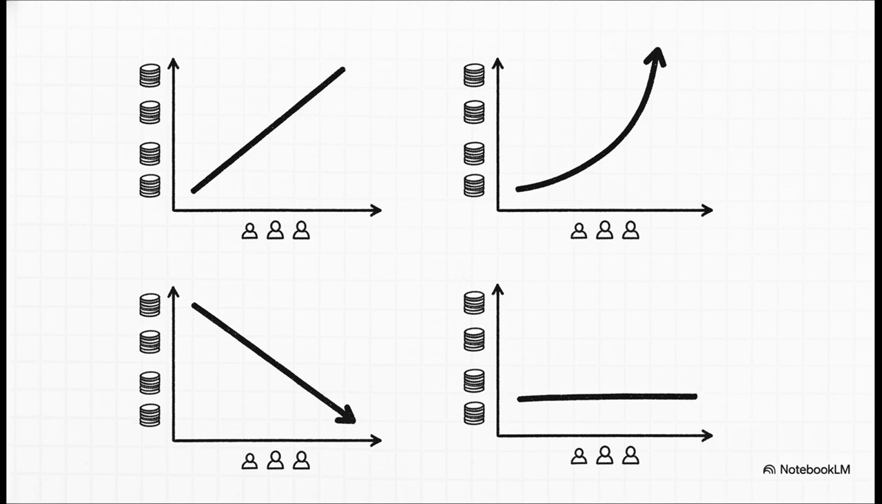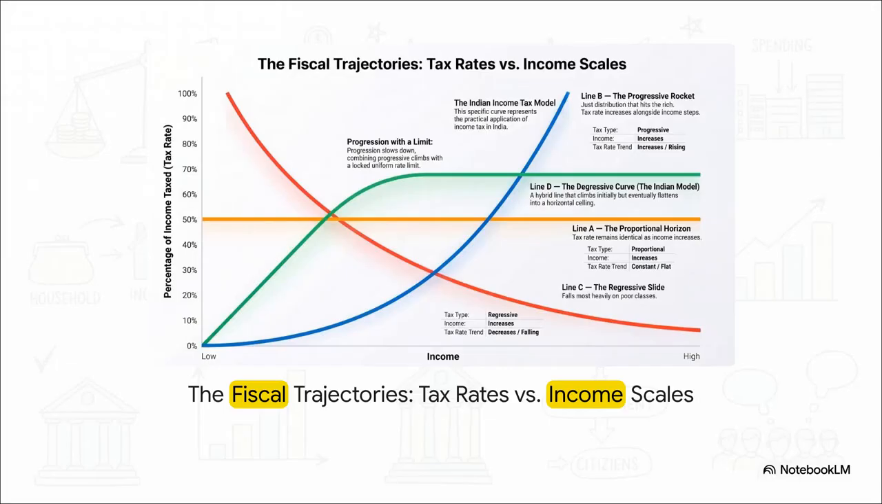And finally, degressive, which is a hybrid. It starts out progressive, but eventually caps off at a flat limit. When you visualize this, the progressive model looks a bit like a rocket ship. As income rises, the tax percentage just keeps climbing. This is highly elastic. It automatically boosts government revenue during economic booms, and it actively helps reduce wealth inequality.